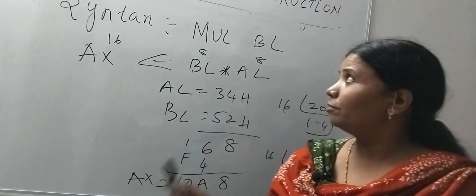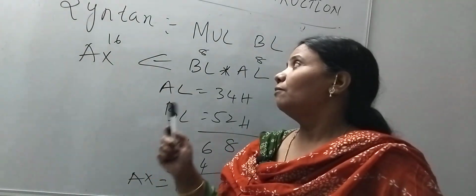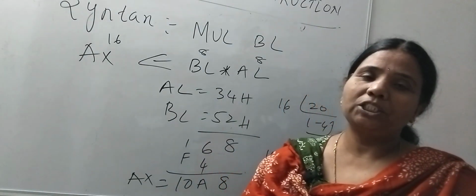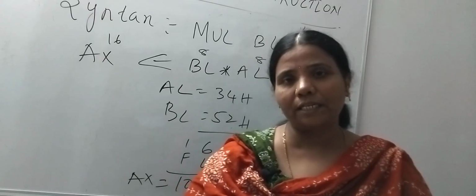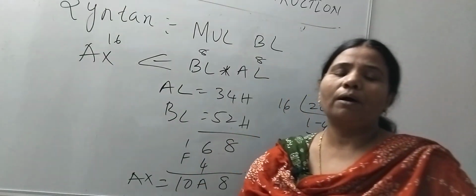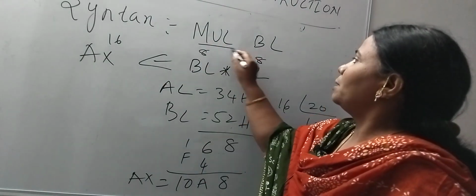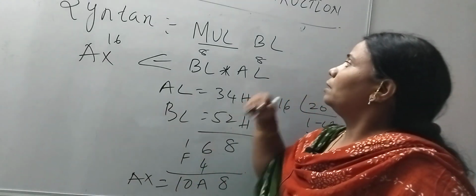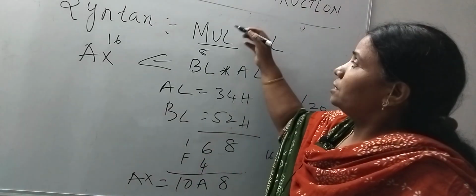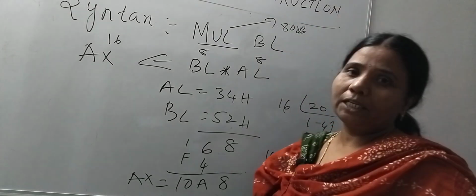Today I'm going to discuss the multiply instruction, which is used for performing the multiplication operation in 8086. In my previous videos I have uploaded add, subtract and division. Now I'm going to discuss the multiply instruction. This instruction is used in assembly language programming for 8086 to perform the multiplication operation.